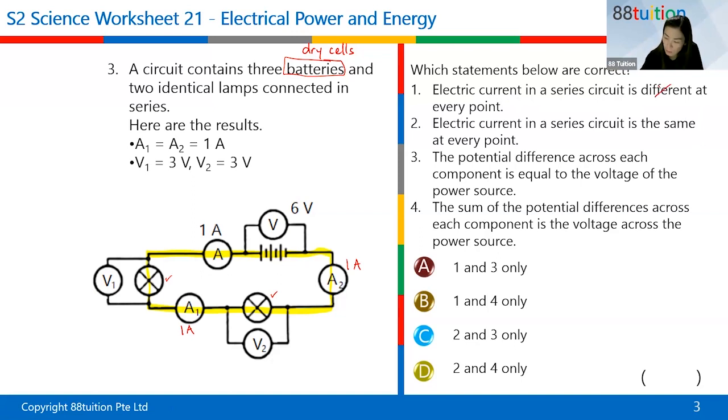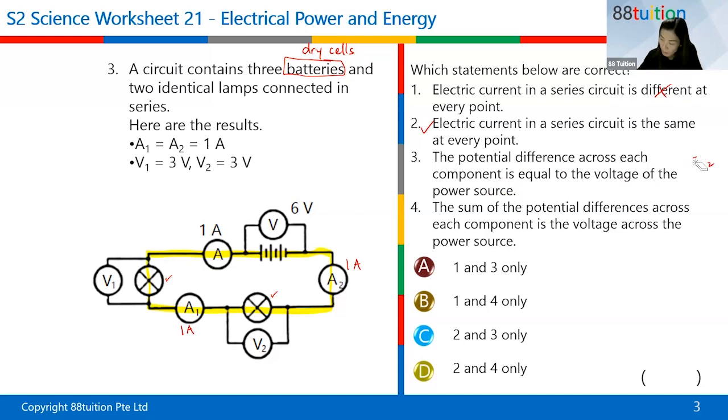Okay, so it's not different. It should be the same. That's why this is the correct statement: potential difference across each component is equal to the voltage of the power source. It's not true. If this is true, then V equals V1 equals V2. This is definitely not true, okay?